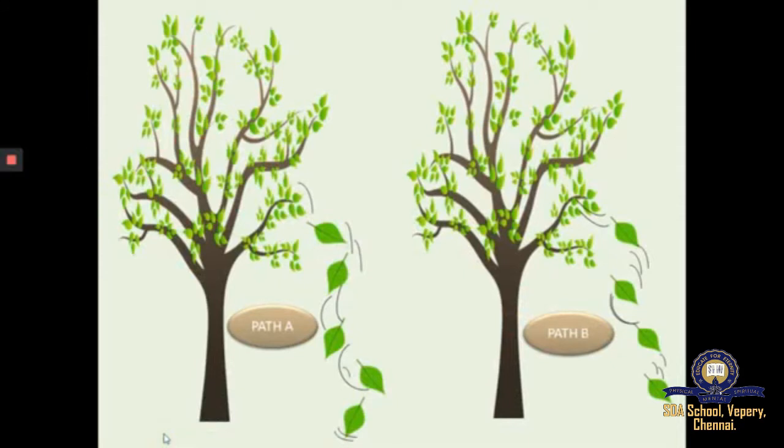This is another example. In the picture given here, you can see a leaf falling from a tree. In which path will the leaf reach the ground first?